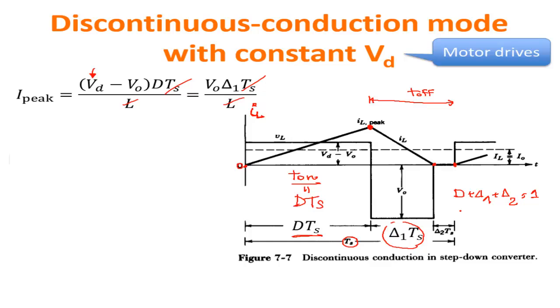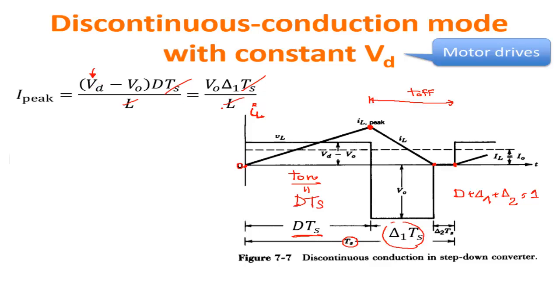Now you can see that the situation is slightly different with respect to the previous case, but still we can write an expression which gives us the peak current and allows us also to compute the relationship between the output voltage and the input voltage. What's this relation?